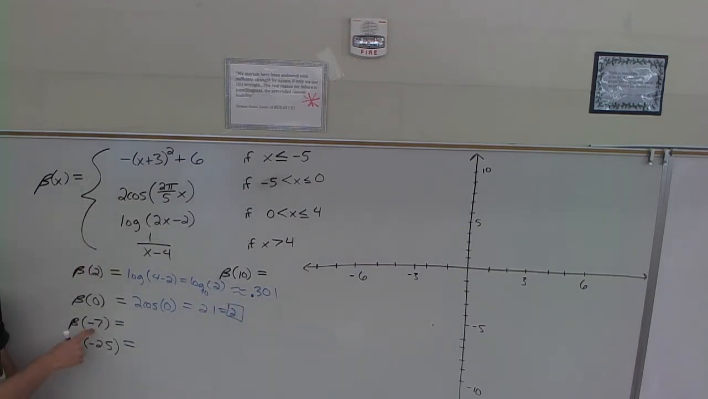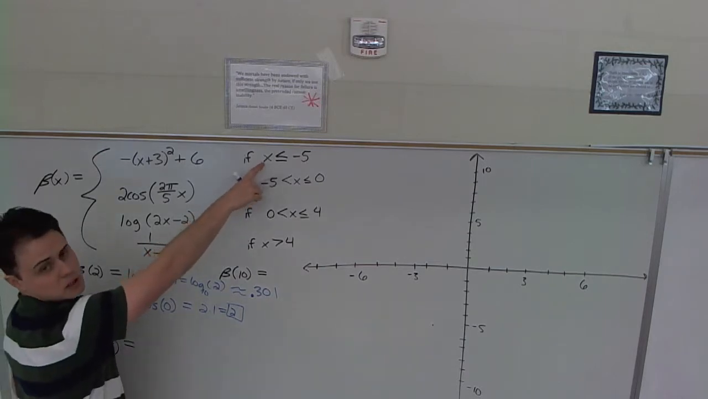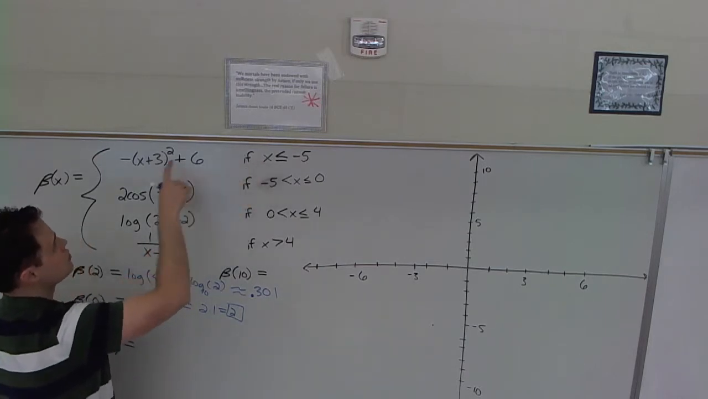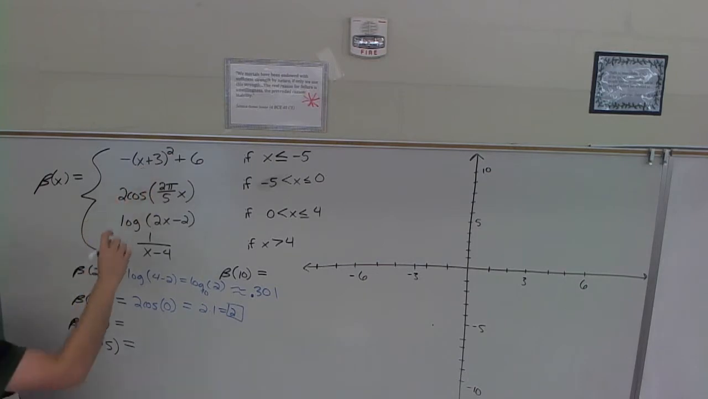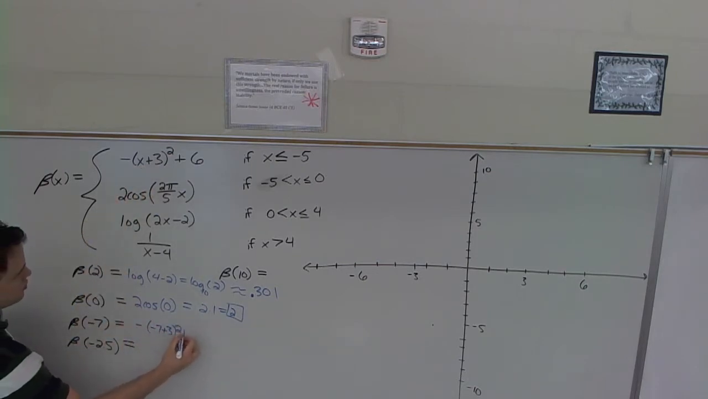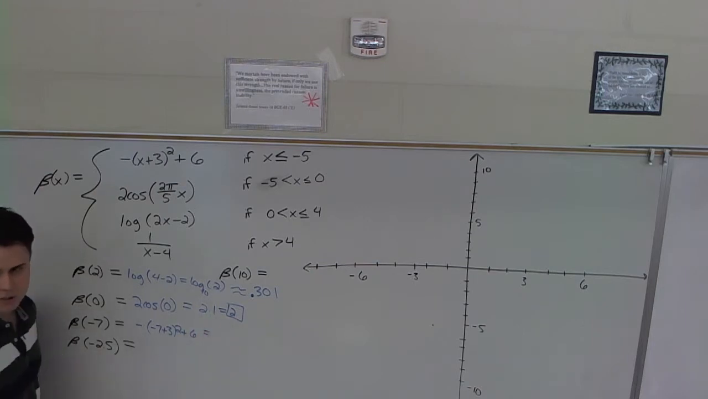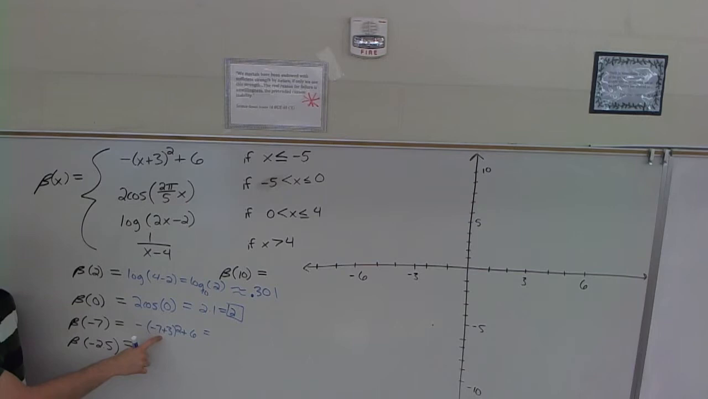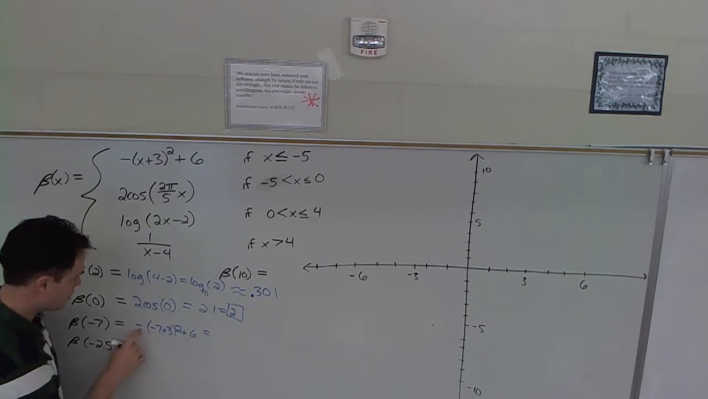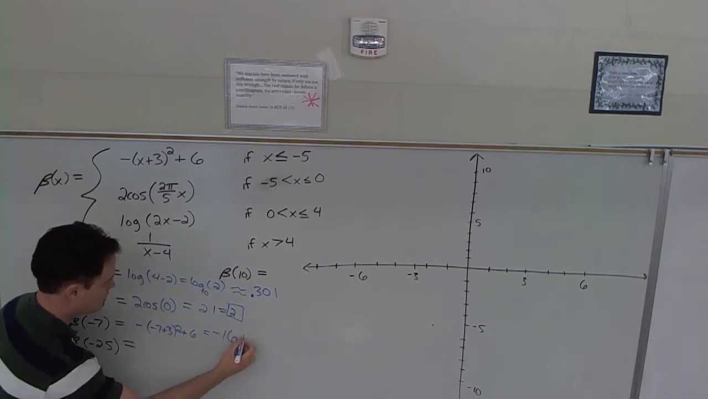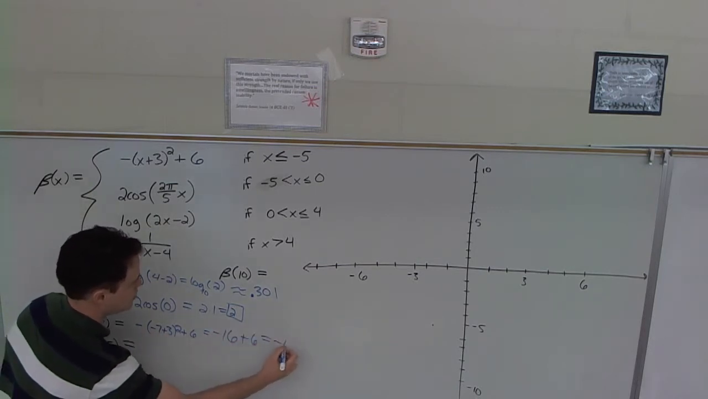Okay, -7, I think that is less than -5. So I'm going to put it in the parabola. So -7 plus 3 squared plus 6. Watch your order of operations here, real easy to mess up. Let's go inside parentheses first. That's going to be what, -4? Square -4 and you get +16, but then there's another minus outside. So I think that is -10.